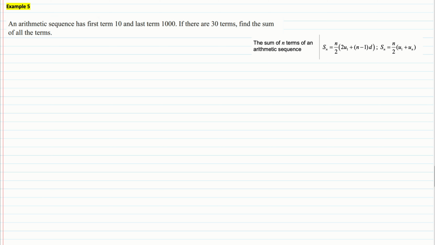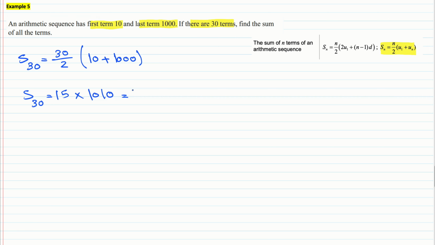In this example, the arithmetic sequence has first term 10 and last term 1000, and you want the sum of the first 30 terms. So this time, the first rule is better because you have the first term and the last term. S30 equals 30 over 2 by the first term 10 plus the last term 1000. So S30 equals 15 by 1010, which equals 15,150.